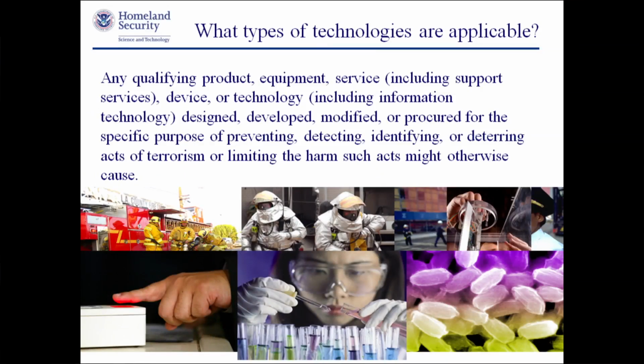Okay, let's shift on and talk about what types of technologies can apply for Safety Act protections. The Safety Act applies to any qualifying product, equipment, service, including support services, device or technology, including information technology, that is designed, developed, modified, or procured for the specific purpose of preventing, detecting, identifying, or deterring acts of terrorism, or limiting the harm such acts might otherwise cause.